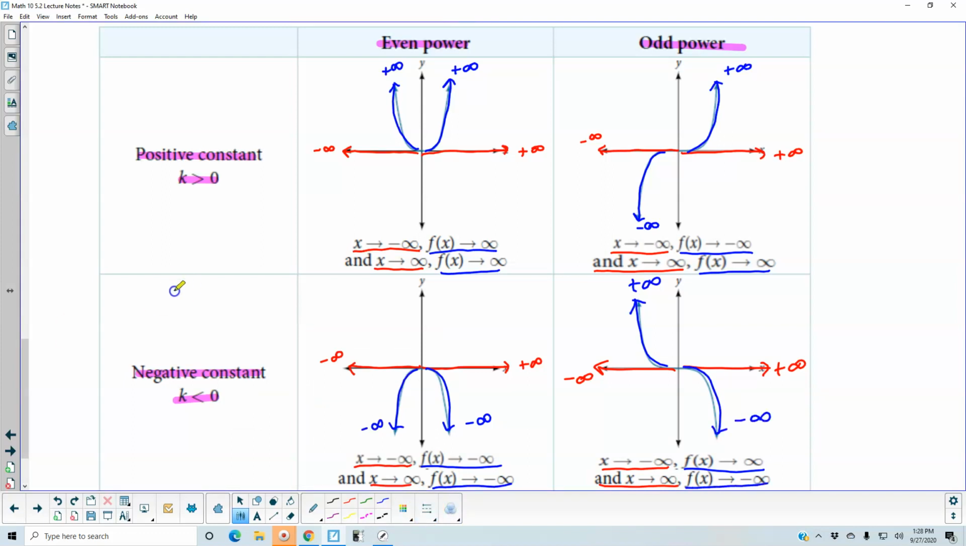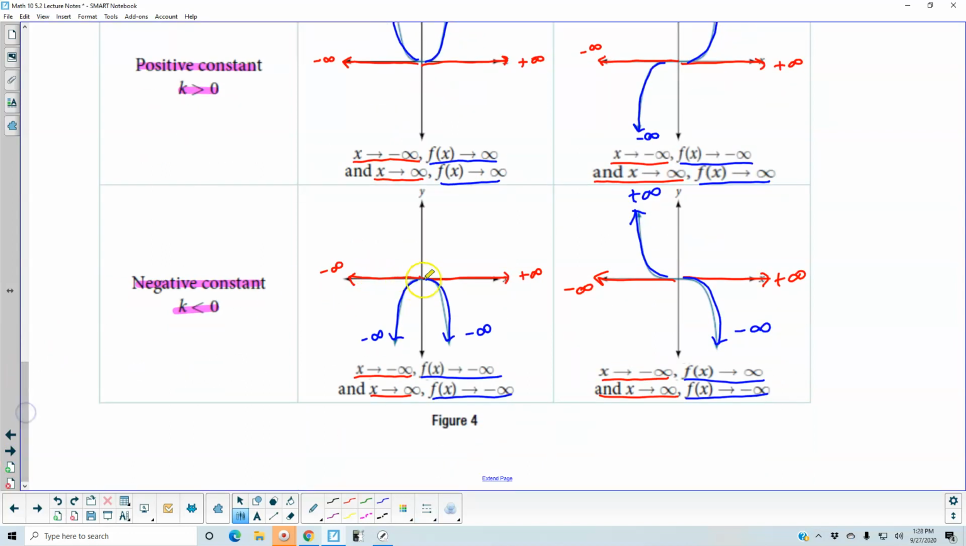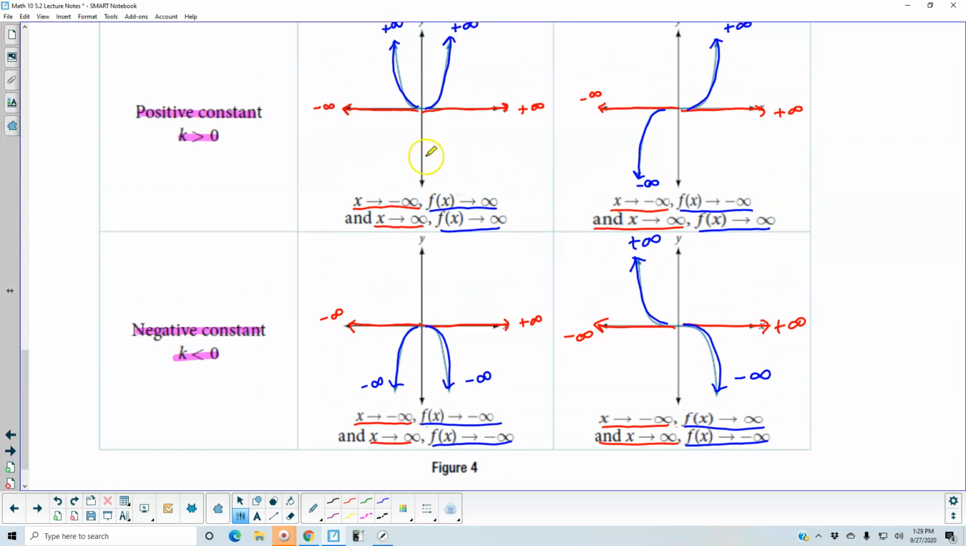So it's really important to understand what's happening with the graph. Another way of saying this is, instead of saying as x approaches negative infinity, f of x approaches negative infinity, you can say that the input approaches negative infinity as the output is approaching negative infinity, and so on. But again, it's really important to understand the end behavior of the graphs as we move forward into this section.